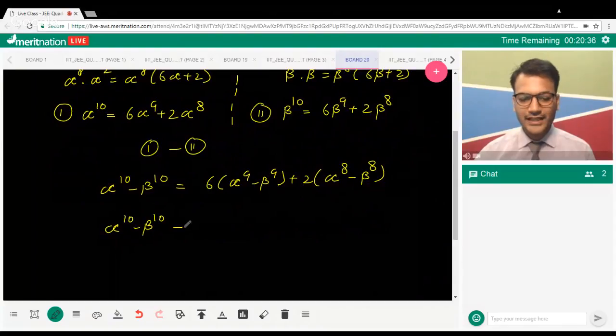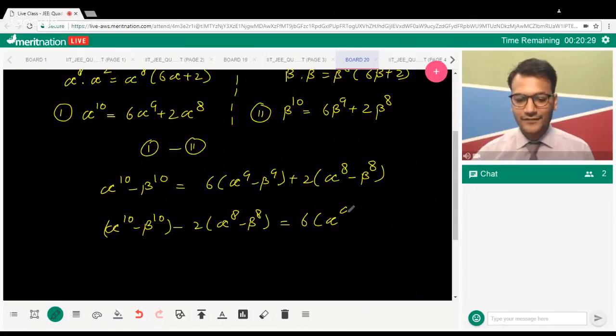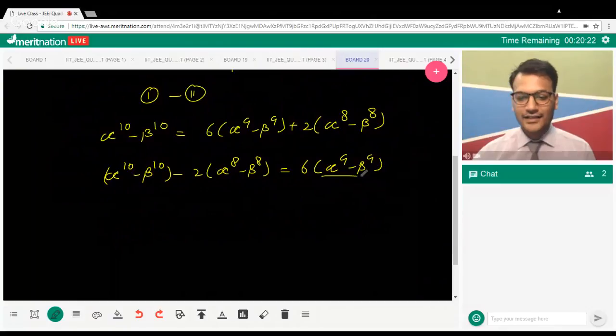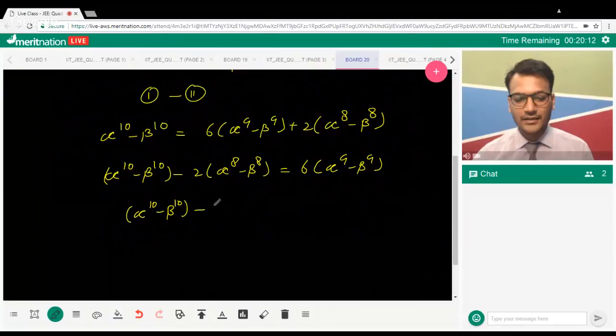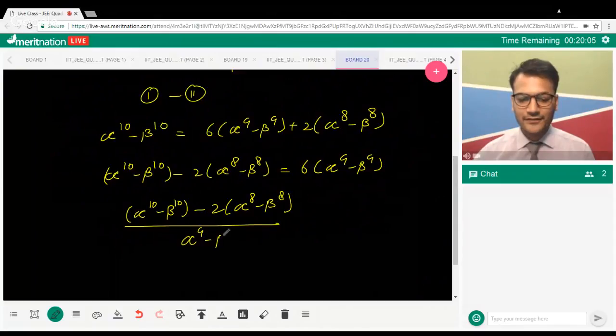Further, what we can do is we can write it like this. Most of us would have visualized how we can get the answer from this. So this is something which we can write very easily. I've transposed this on the other side. And then I can transpose alpha to the power 9 minus beta to the power 9 over here to the denominator, which will give me alpha to the power 10 minus beta to the power 10 minus twice of alpha to the power 8 minus beta to the power 8 divided by alpha to the power 9 minus beta to the power 9 is equal to 6.